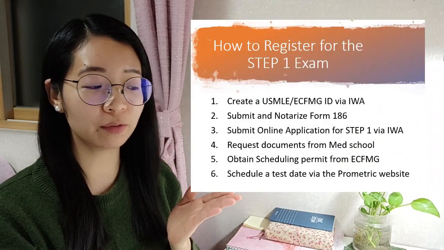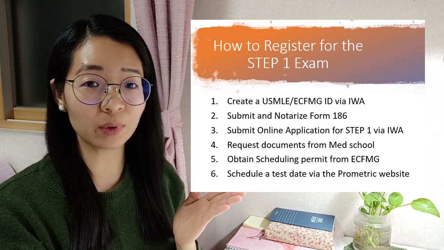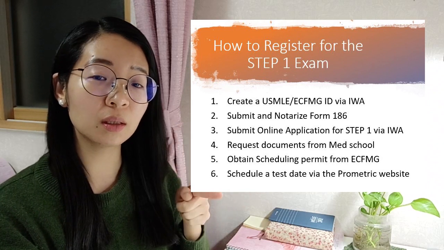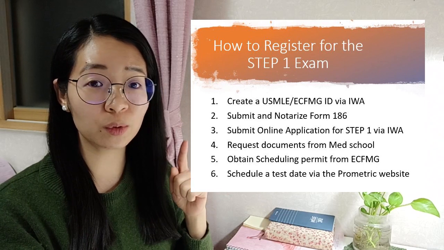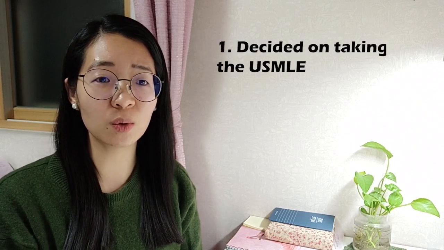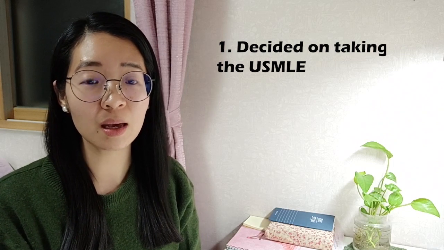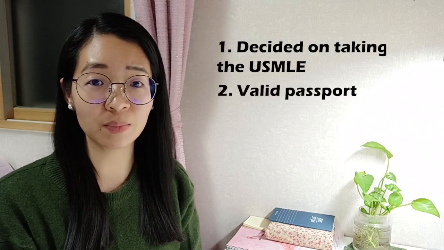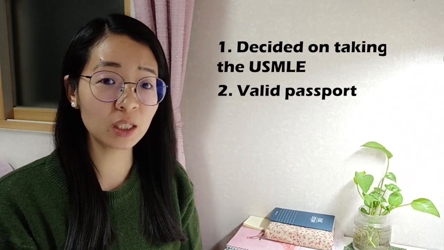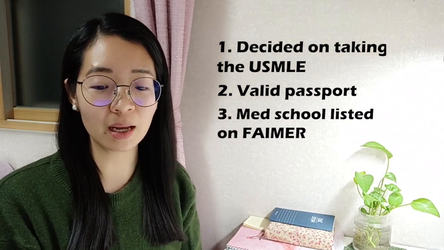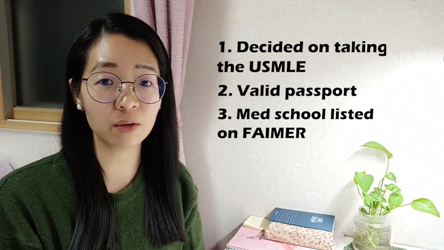So before I start, I want to give you a brief overview of the steps in registering for the Step 1 exam. So just take a look at the order and I will go through this one at a time. But before we begin, before you decide to register for the Step 1 exam, there are things you want to make sure you have. So the first thing is that you have to be sure that you are decided on taking the USMLE exams, and you must have a valid passport, and you also need to check if your medical school is listed under the World Directory of Medical Schools.